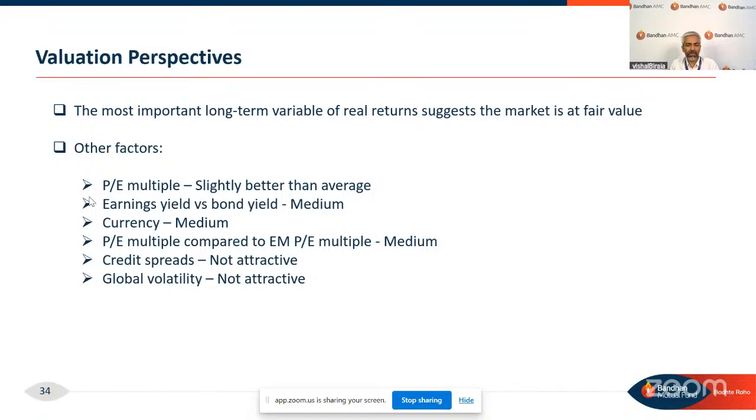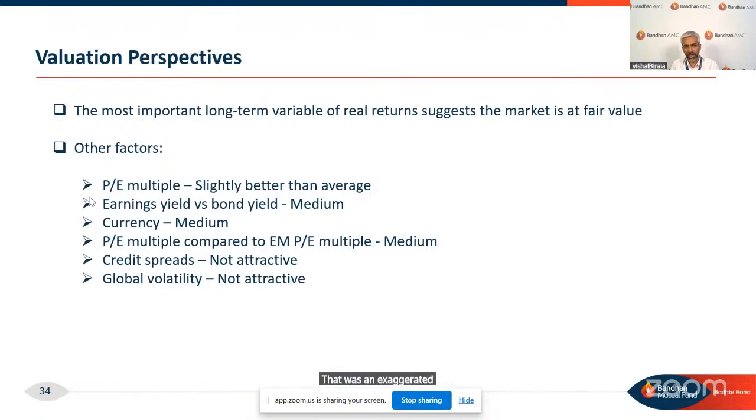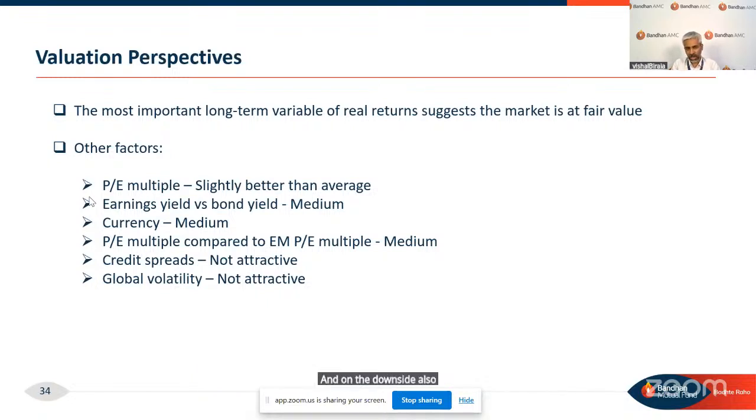At 26,400 in Nifty in September of 24, that was an exaggerated level. We were also expecting a pullback, and that pullback has come in. Markets have a habit of extending on both the sides of the true value, and the market had extended on the upside much higher than its fair value, and on the downside also I think it is trying to do that as well. Somewhere in between is the true value.